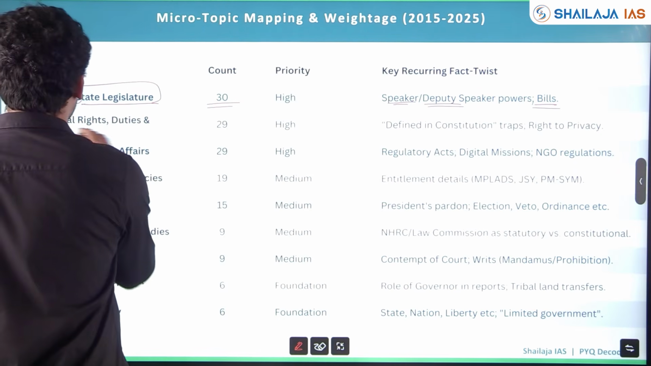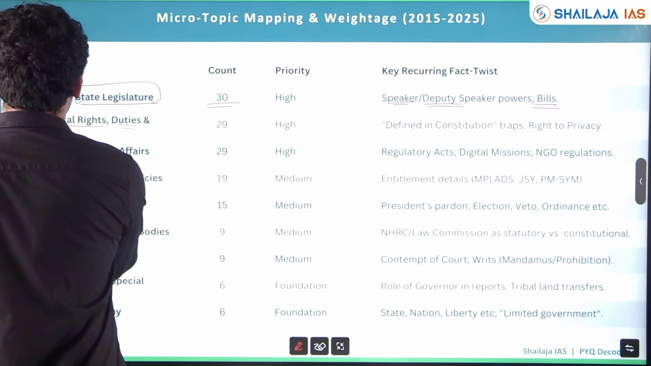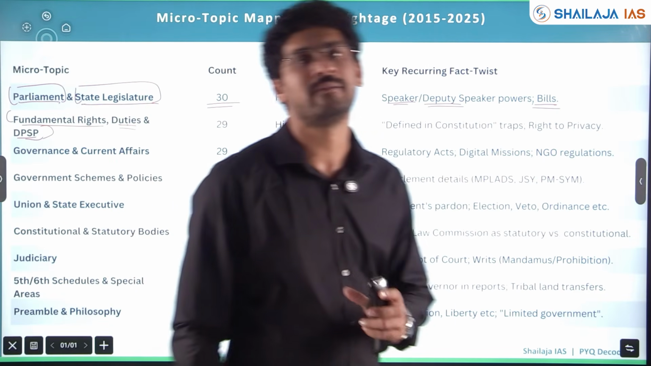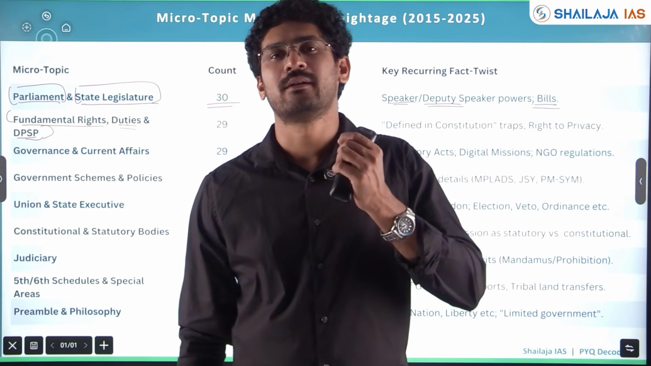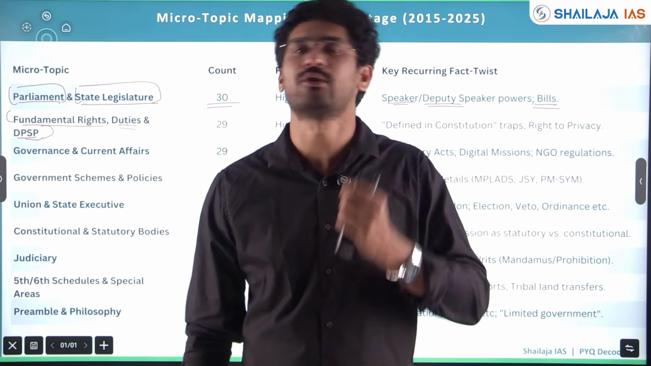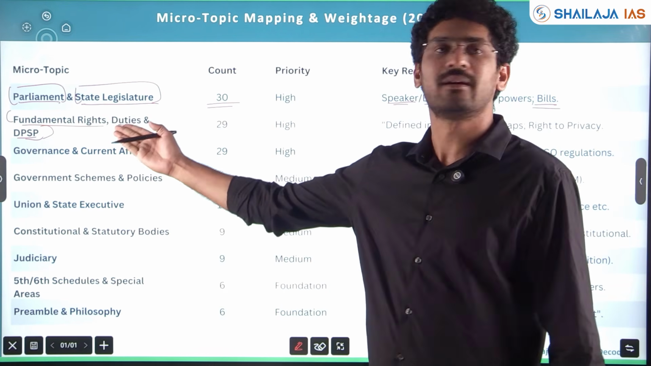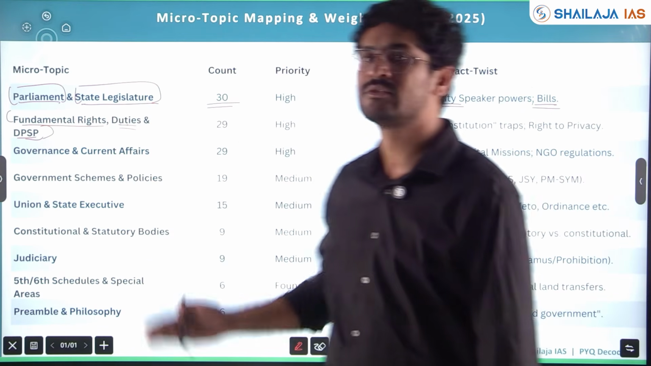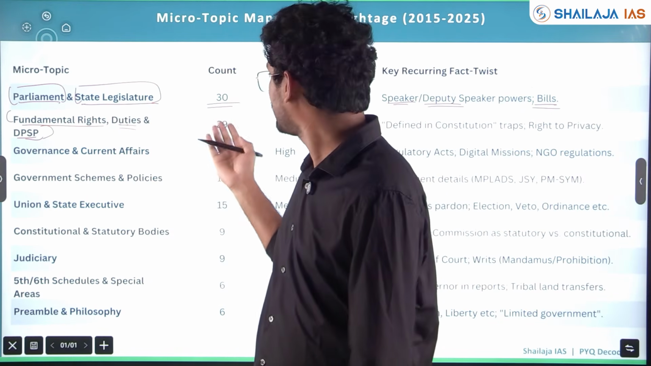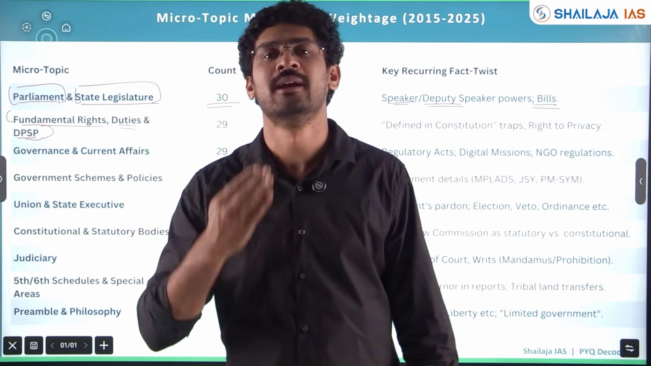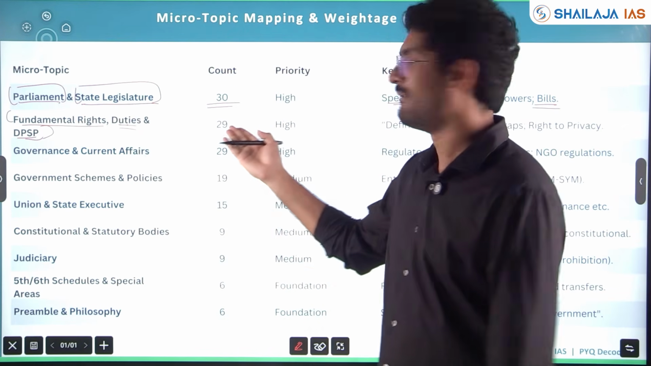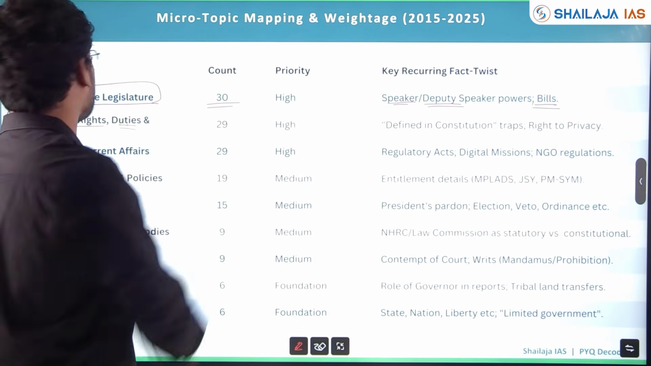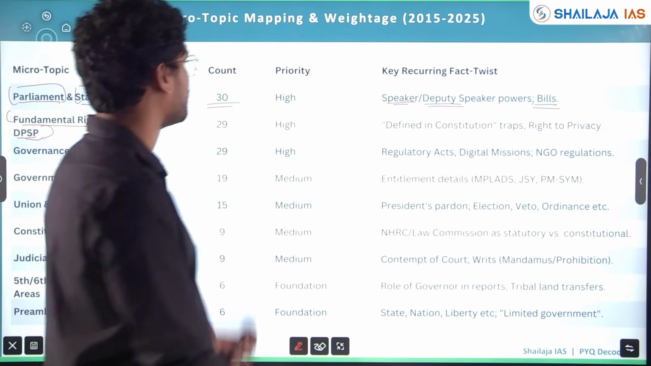Next, fundamental rights, fundamental duties, DPSP. The core philosophy, the core characteristics that mold our constitution are these: fundamental rights, fundamental duties, and DPSP. So these also carry almost the same weight, 29 questions in the last 10 years. 3 to 4 questions will come every year in this area.